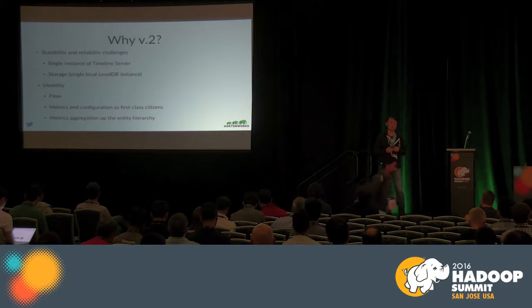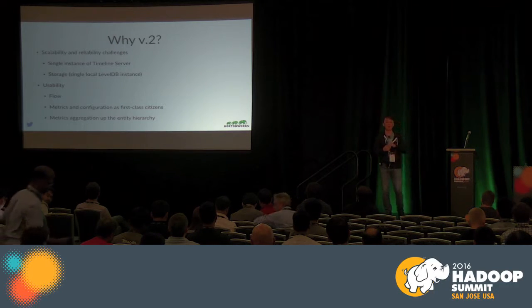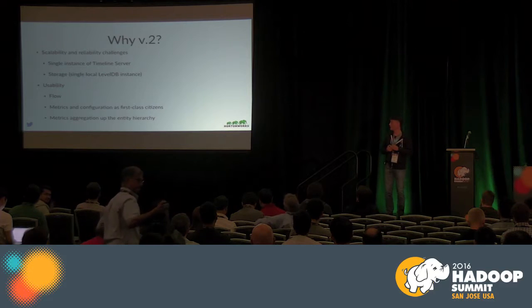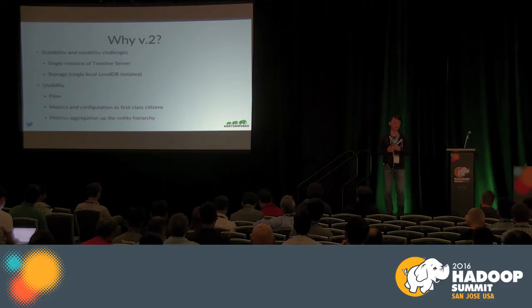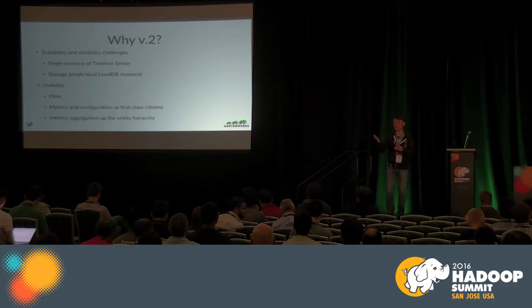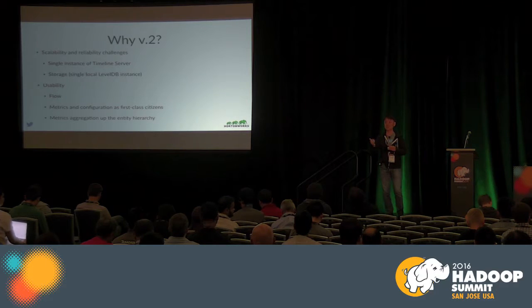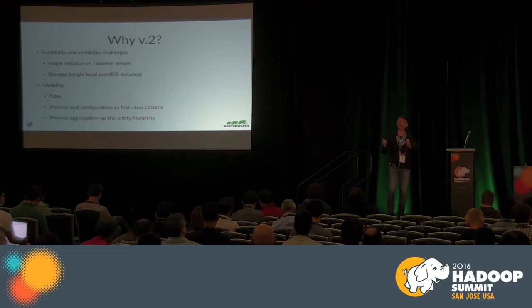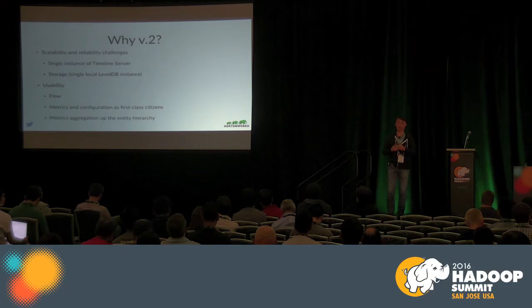What are those challenges? The first challenge is with scalability and reliability. In the timeline service v1 architecture, there's basically a single instance of a timeline server that handles the entire cluster. It serves all the writes, it serves all the reads, and as you can imagine, as the size of your cluster grows, it's not really able to keep up with the volume and the throughput that's thrown at it.